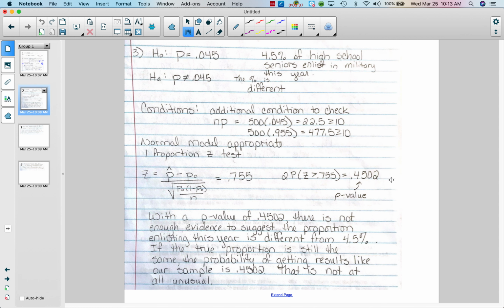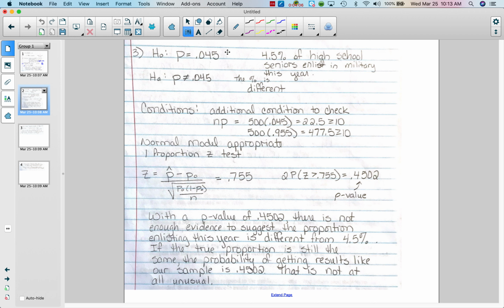Okay, number 3. It says test appropriate hypotheses and state your conclusion. Now, some of you were still doing a confidence interval, and it says to test a hypothesis. So the hypotheses we are testing is, was there a change from what they believed to be true? During the 90s, about 4.5% of high school seniors enlisted in the military. Do these data suggest the percentage who enlist is different this year?